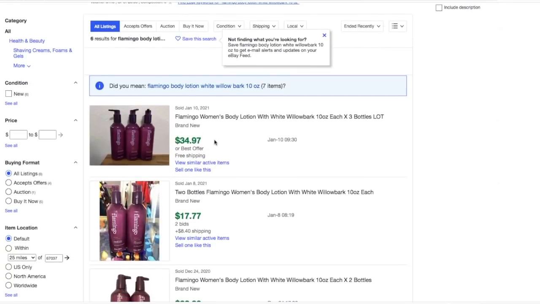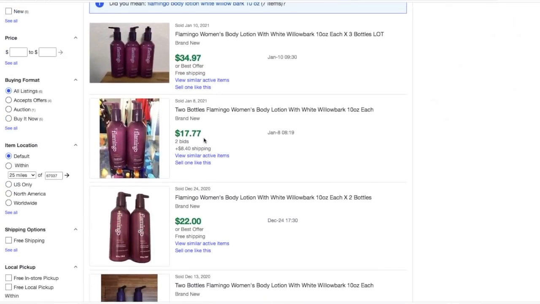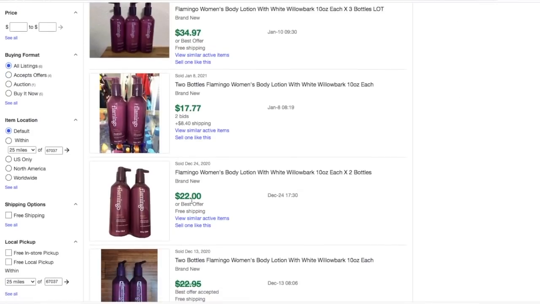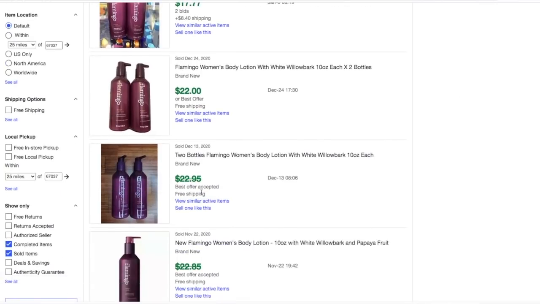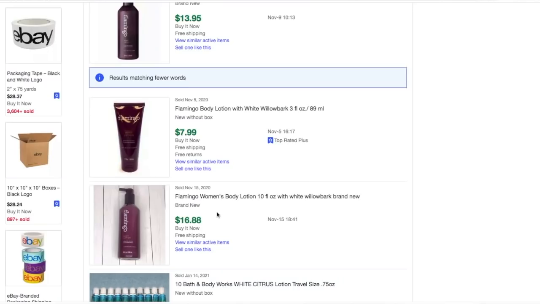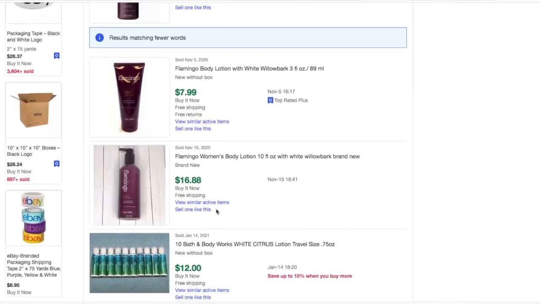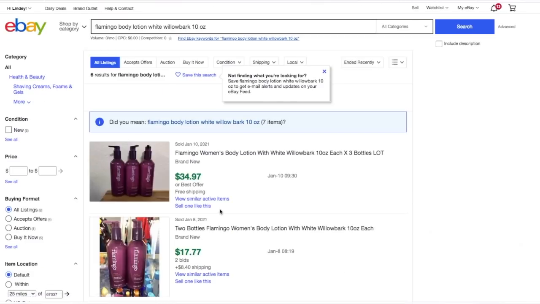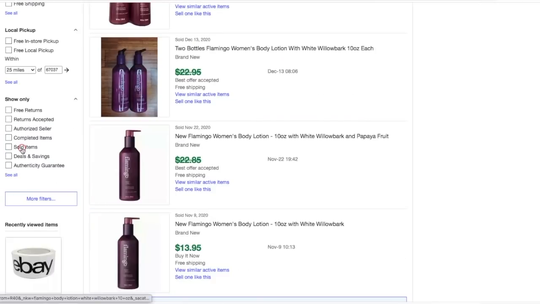So we have someone sold 3 for roughly $35, 2 for $17.77 plus shipping. So, you know, roughly $27, give or take, because of the change. So 2 for $27, 2 for $22. Someone took a best offer here, so we'll just say 2 for $20, 2 for $20, 1 for $13. I'm gonna say that comps are roughly $12 for a single bottle. But now we need to take a look and see what our current active competition is doing.